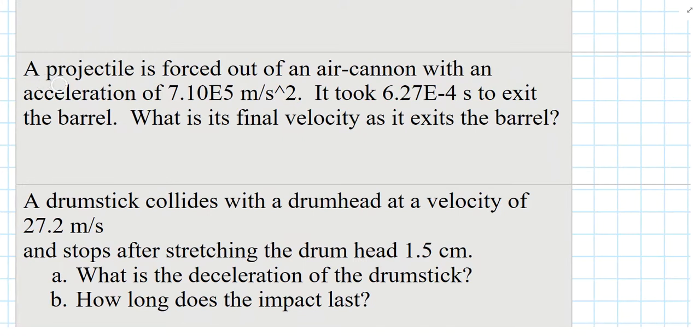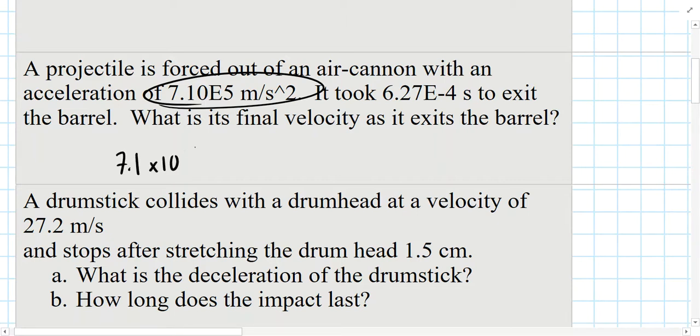In problem 2, a projectile is forced out of an air cannon with an acceleration of 7.1 e5. Now remember, 7.1 e5 is the same as scientific notation, 7.1 times 10 to the 5th power. It took 6.27 e negative 4, or 6.27 times 10 to the negative 4th power seconds to exit the barrel. And our job is to find the final velocity.